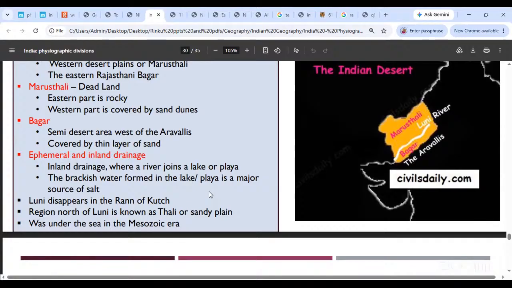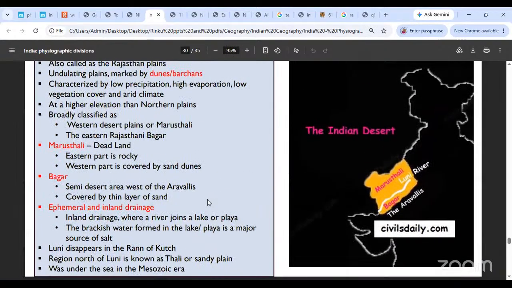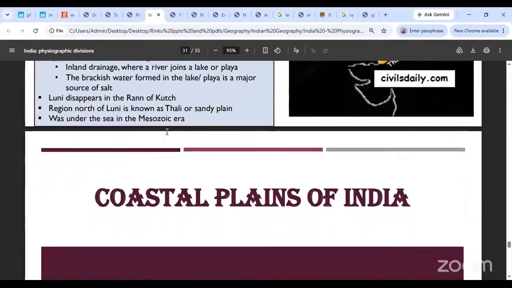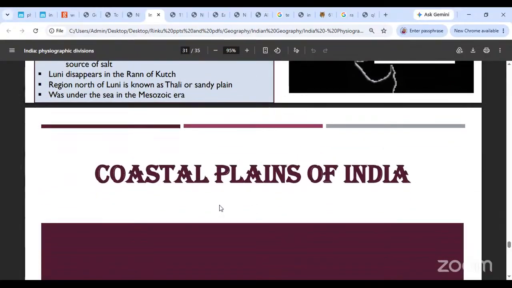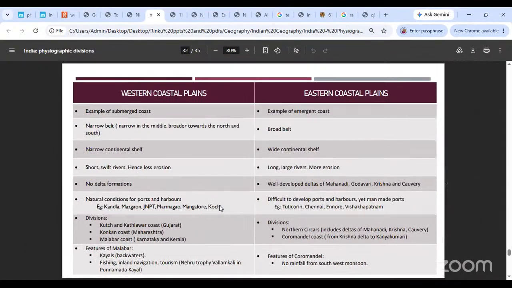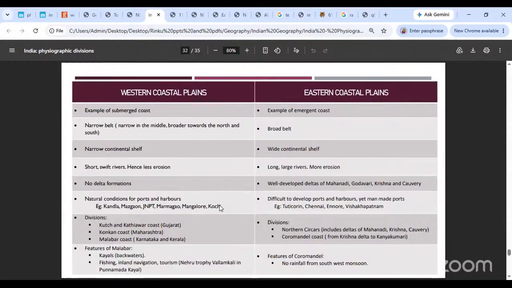And this entire region used to be under the sea during the Mesozoic era. Okay, that is something that NCERT mentions, so I have told you that little detail also. Okay. Now, let's cover the coastal plains after deserts, and then we consider questions on both together. Okay, deserts are done, let's consider the coastal plains.